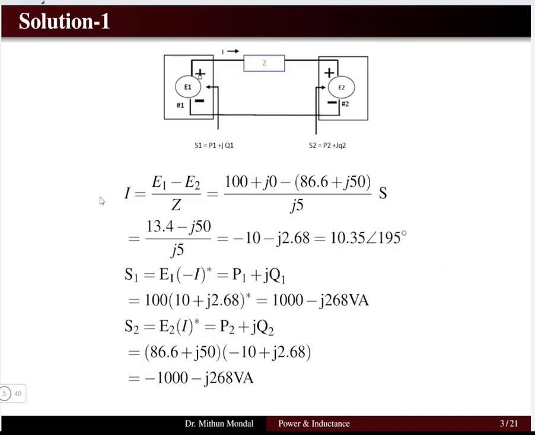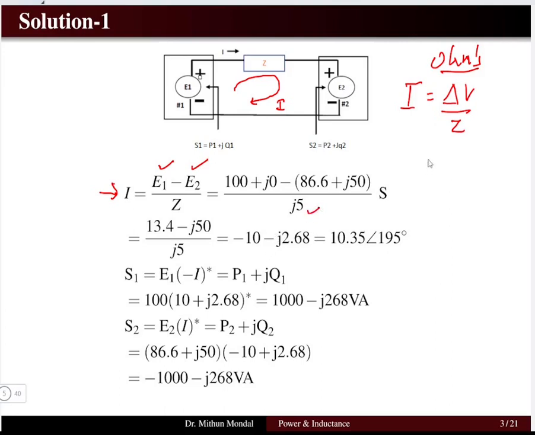First we have to calculate the current which is flowing between machine 1 and machine 2 through the impedance Z. The current flowing here is basically the difference of the voltages of machine 1 and machine 2 divided by the net impedance of the line. This is in accordance with Ohm's law. The E1 and E2 values, that is the voltages for machine 1 and machine 2, are already given to us. The impedance of the line is also given to us.